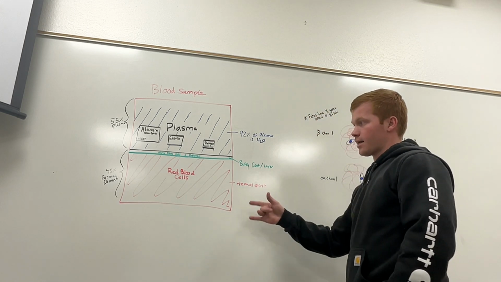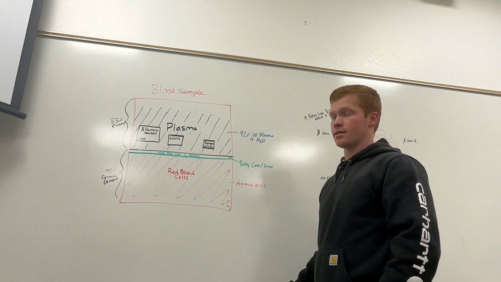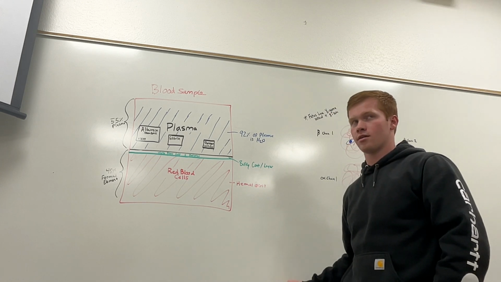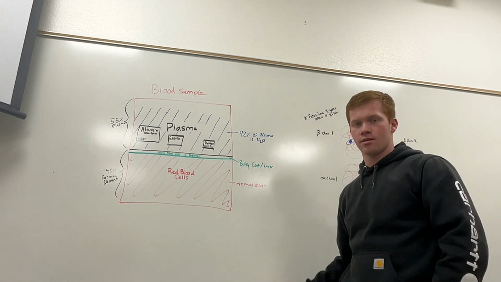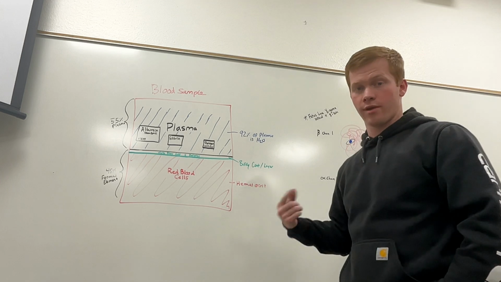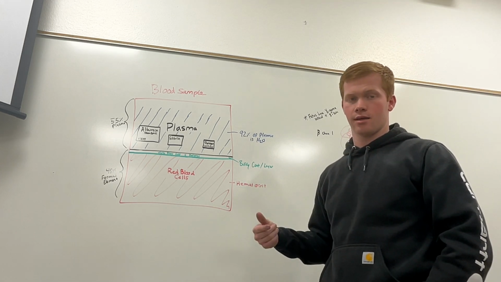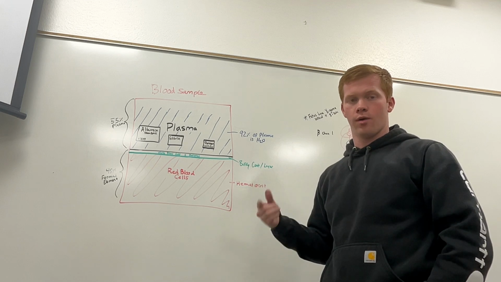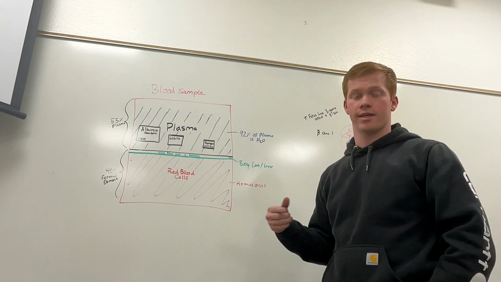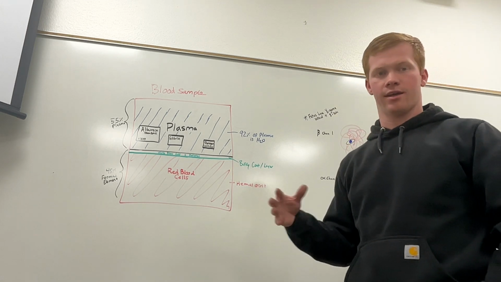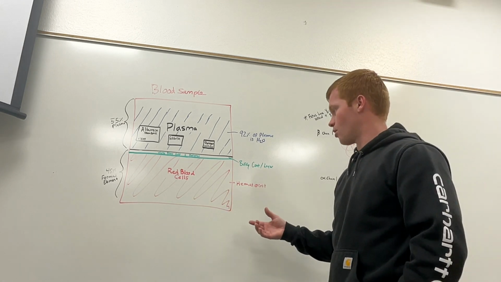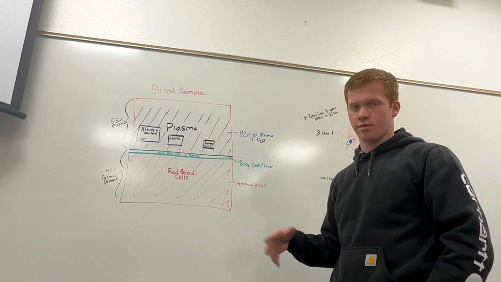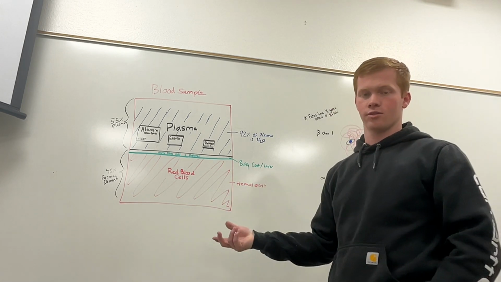That percentage can change a little bit, because if you're in situations or an environment of low oxygen, your body's going to produce more red blood cells, because the red blood cells are what transfer oxygen, like oxygen carriers. And so the more oxygen carriers you have, the more oxygen you'll be able to deliver to your cells.